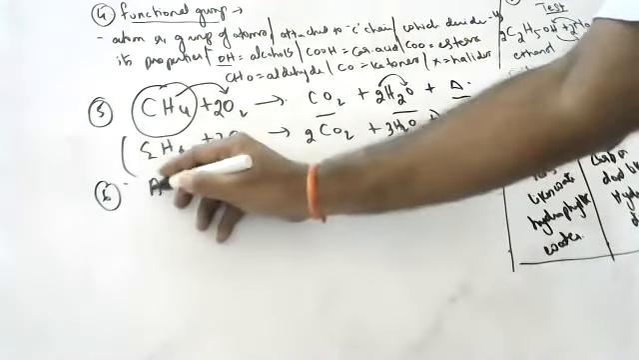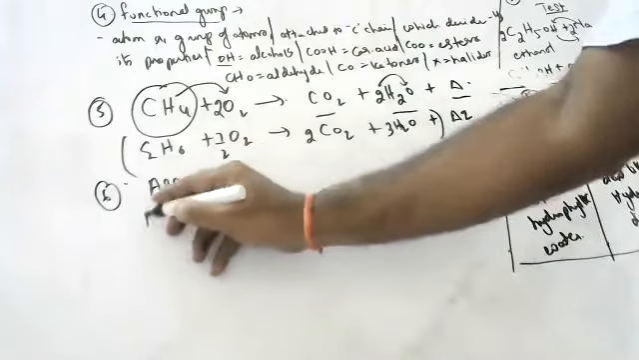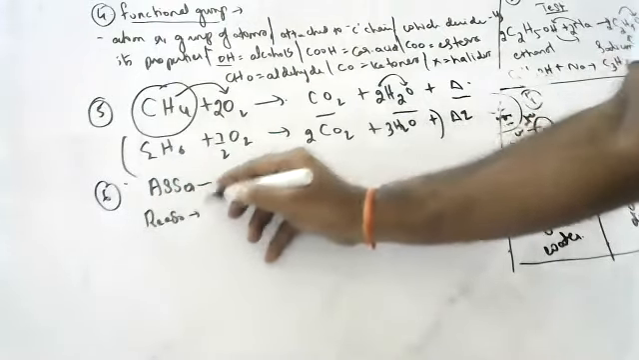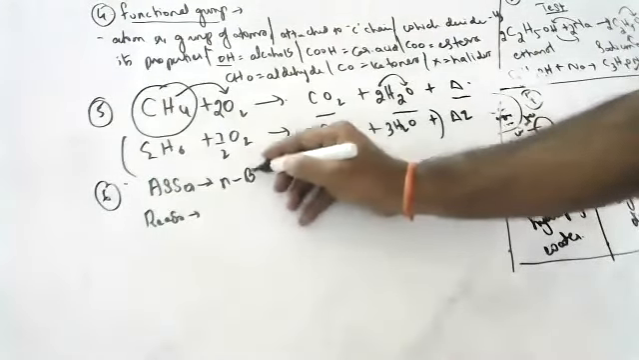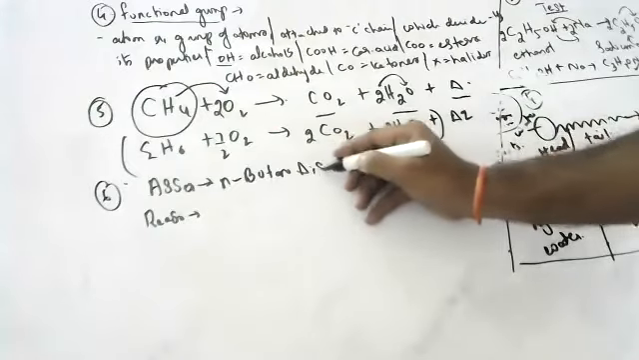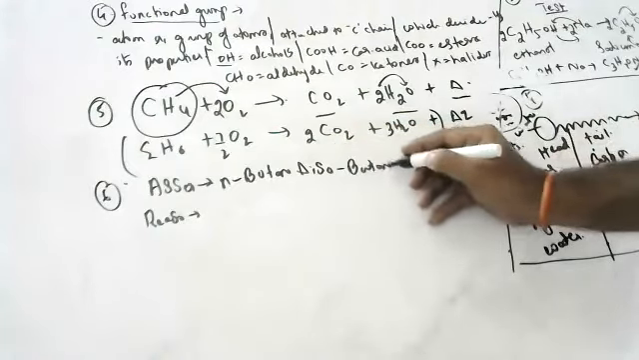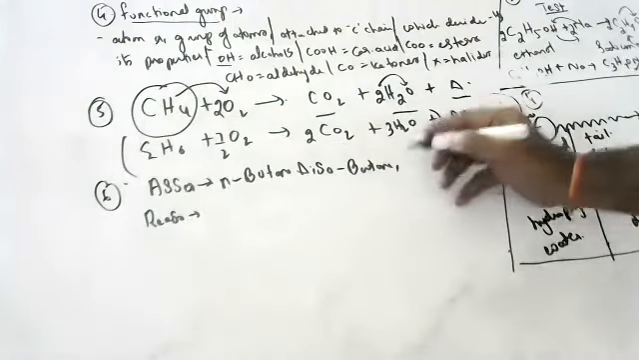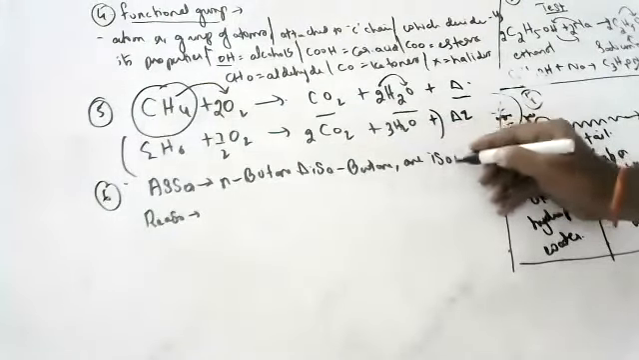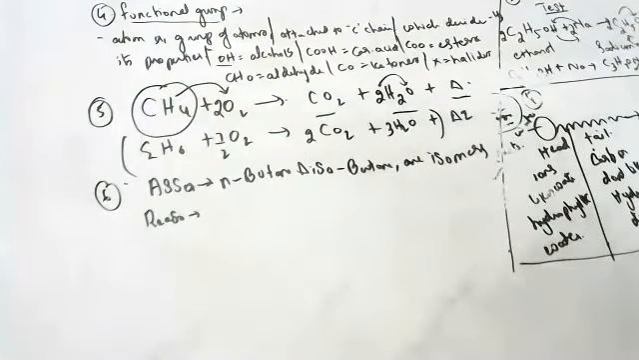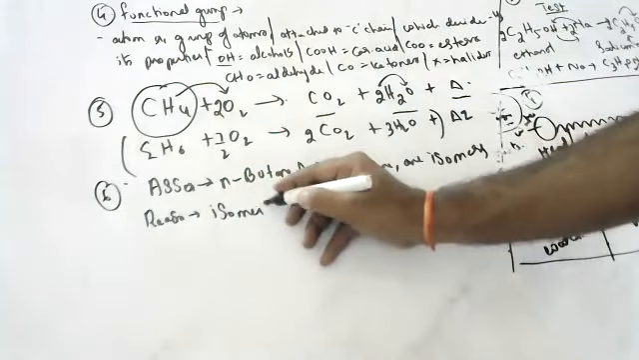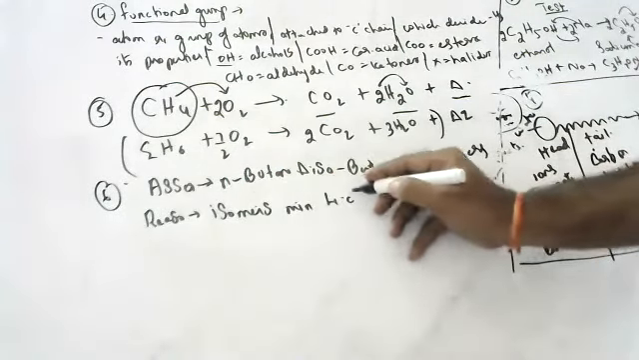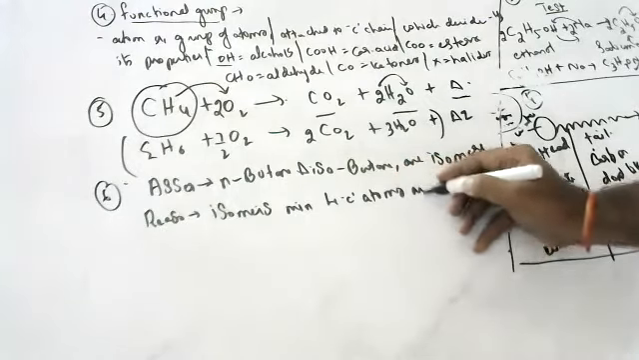Assertion reasoning. I will give an assertion and a reasoning, then tell me the correct answer. First, listen to the question. Assertion: N-butane and isobutane are examples of isomers. Listen to the reasoning: isomerism is possible only with hydrocarbons having 4 or more carbon atoms. For isomerism, he's saying a minimum of 4 carbon atoms are needed.